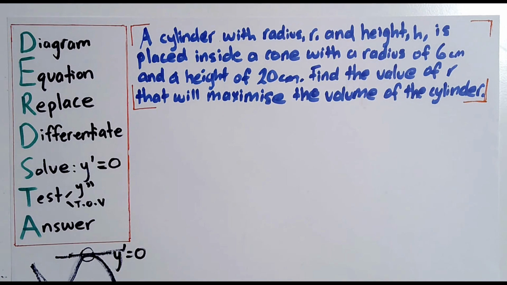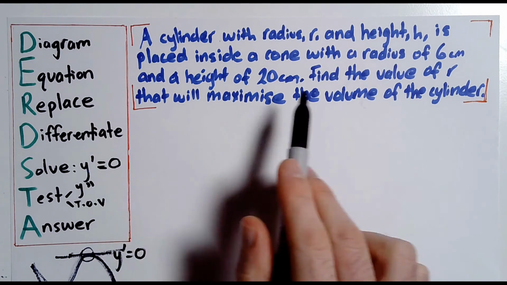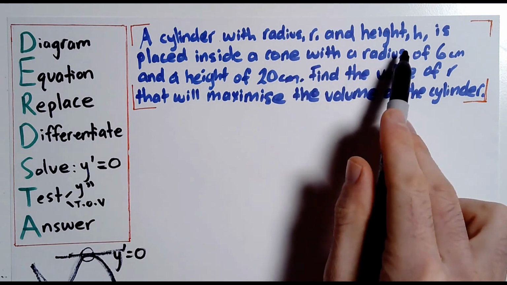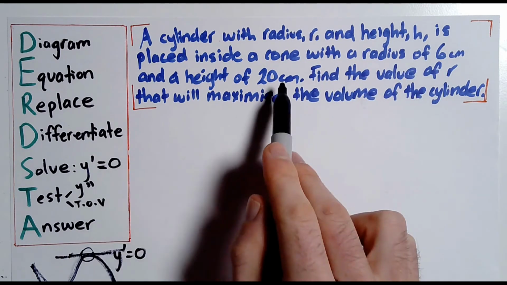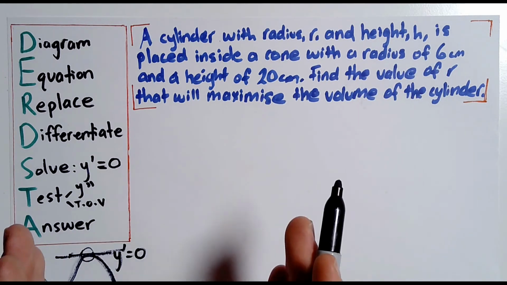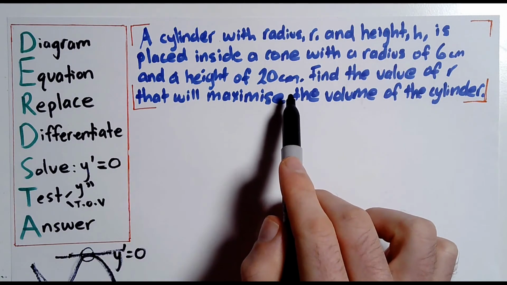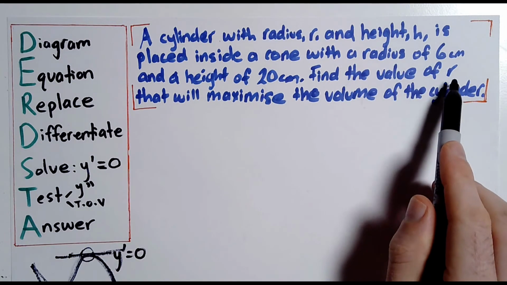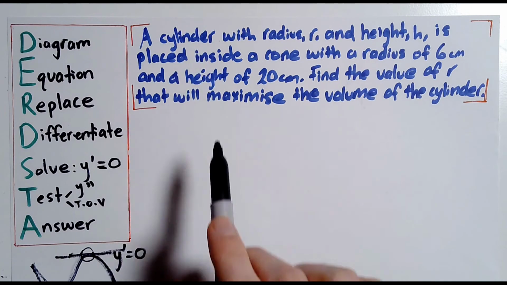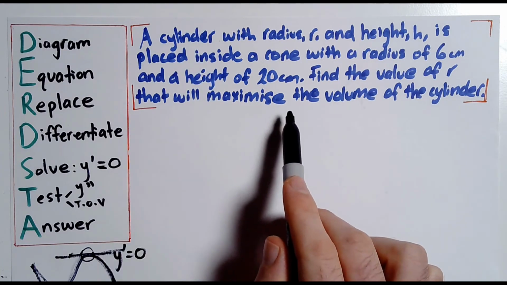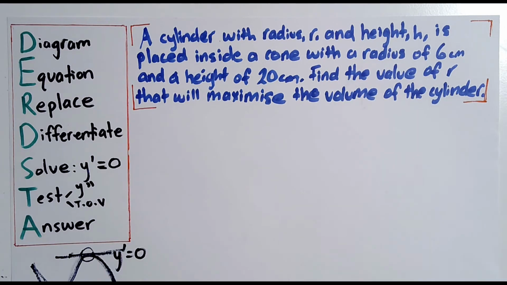So let's imagine that the question gives you a cylinder with radius r and height h, and it's placed inside a cone. So you have a cylinder inside a cone with a radius of 6 centimeters and a height of 20 centimeters. Find the value of r, the radius of the cylinder, that will maximize the volume of the cylinder.